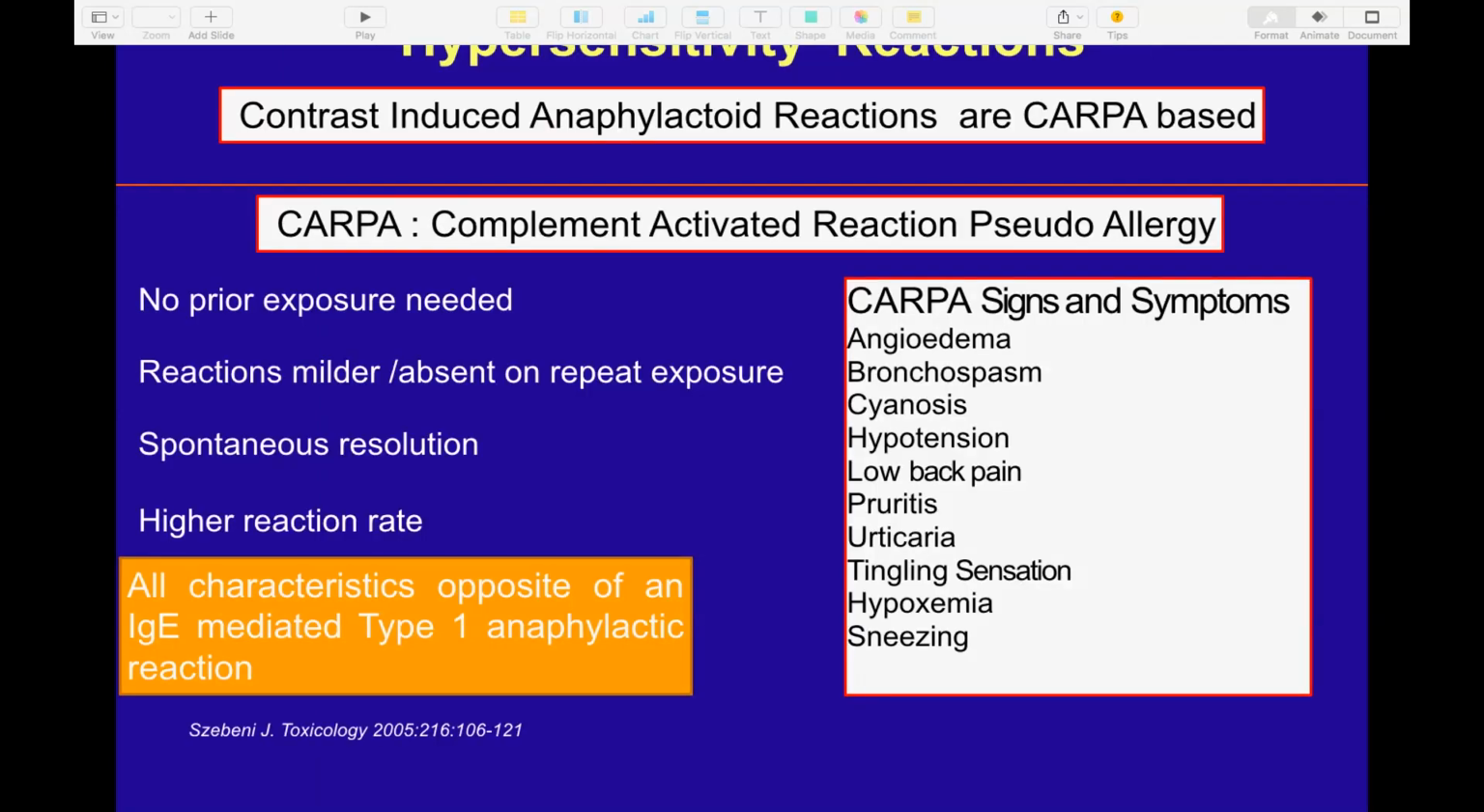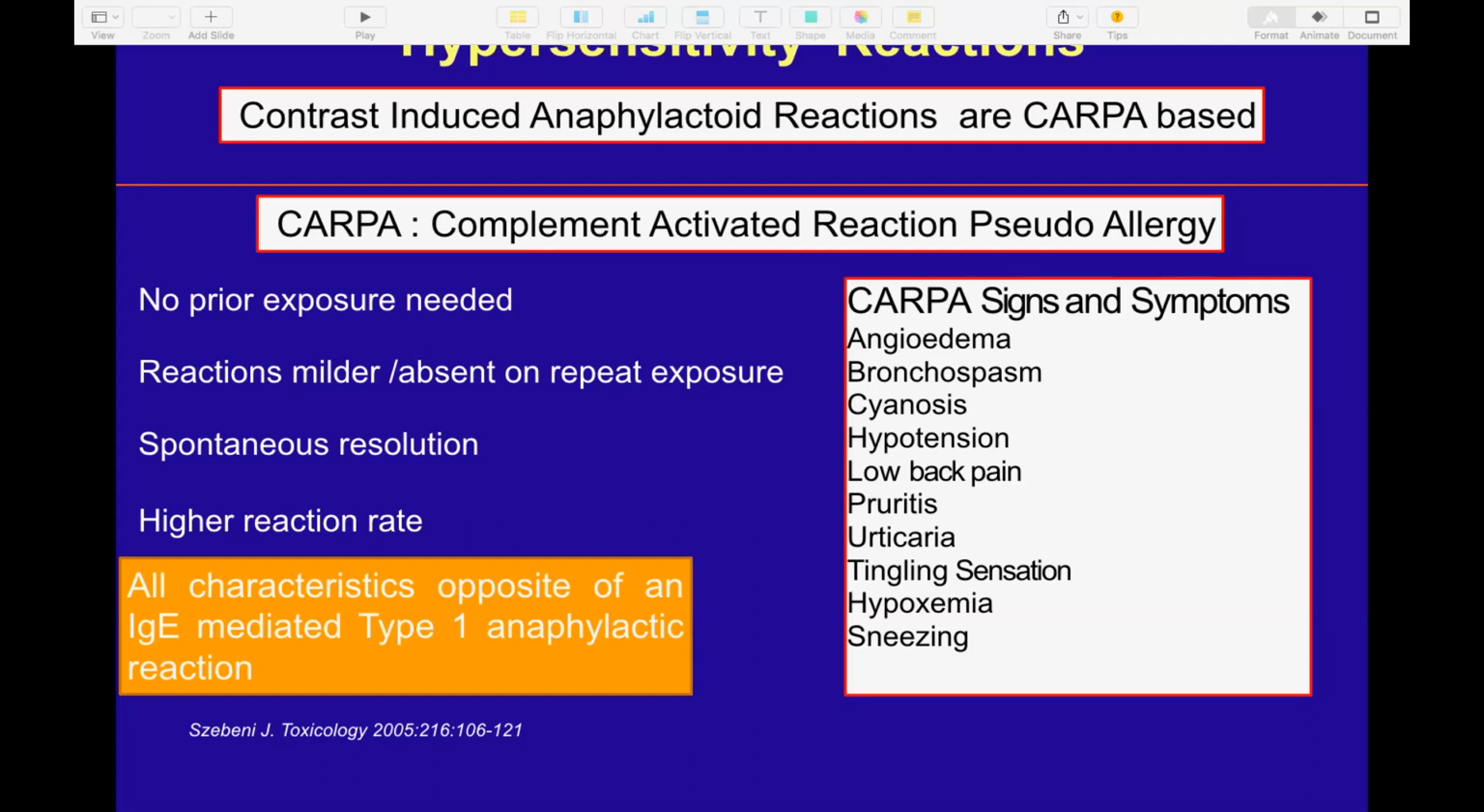Finally, we will focus briefly on reactions to contrast. These are called hypersensitivity reactions. And this potentially could be testable also, because one of the important things to know about contrast-induced reactions is they are considered anaphylactoid reactions, not anaphylactic, so it's not the typical IgE type 1 mediated reaction. They're typically called CARPA, which is complement activated reaction pseudoallergy.